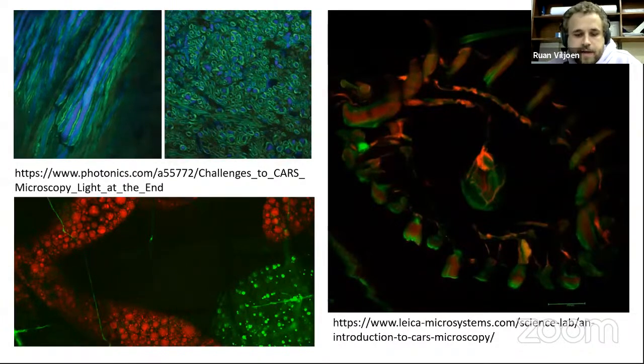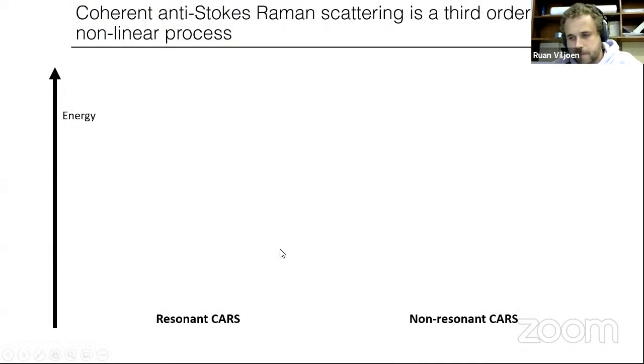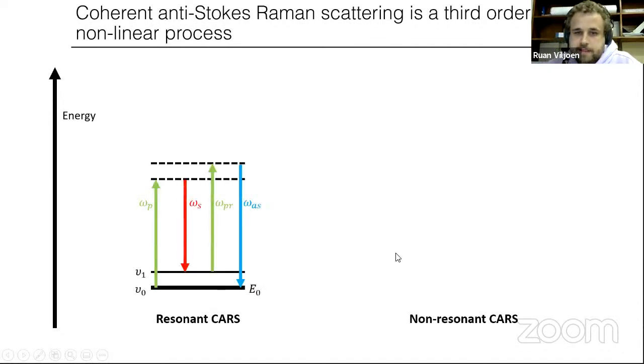What's nice about CARS is that it's tag-free, so you don't have to change the biology of your system in order to image anything. You just have your lasers fired onto your sample and it generates some light, and then you can measure it to image the system. CARS is the acronym for Coherent Anti-Stokes Raman Scattering, which is a third-order nonlinear process.